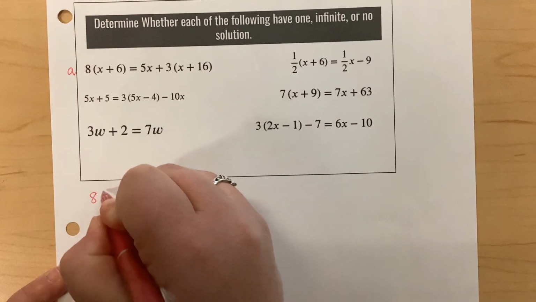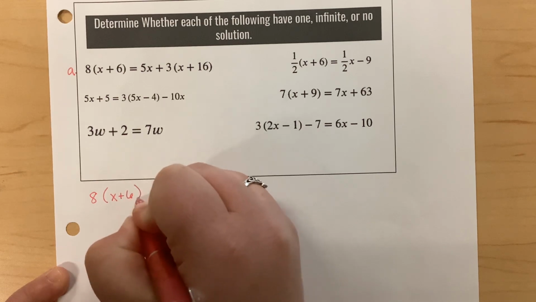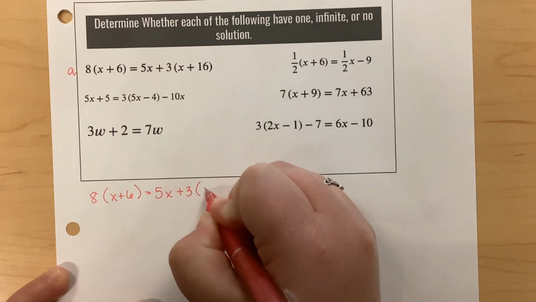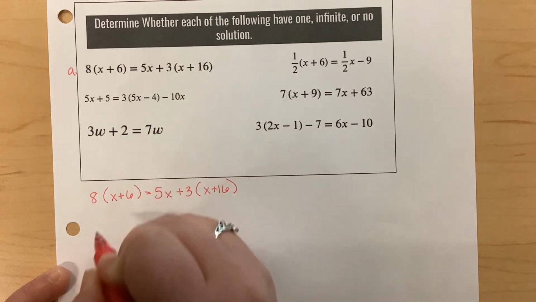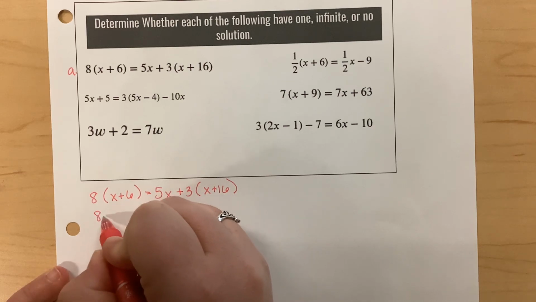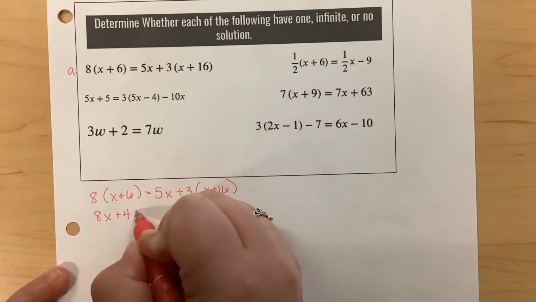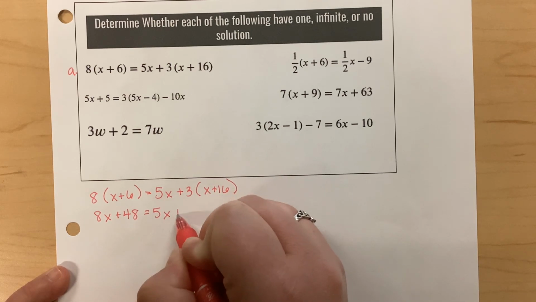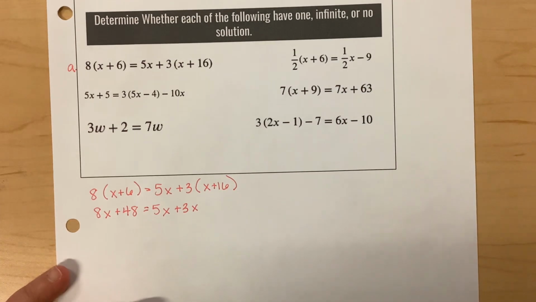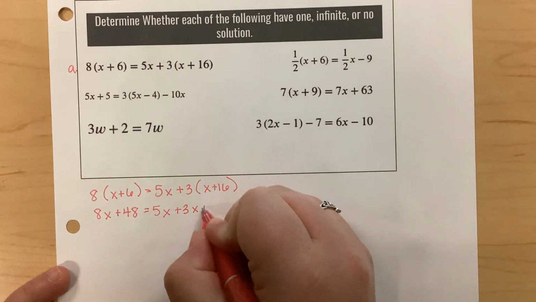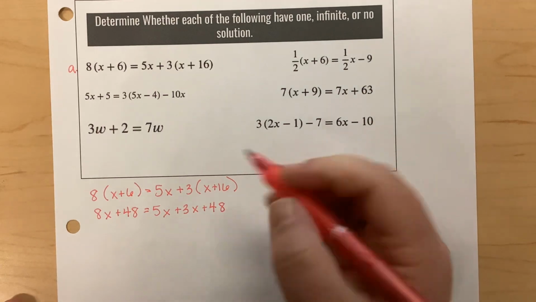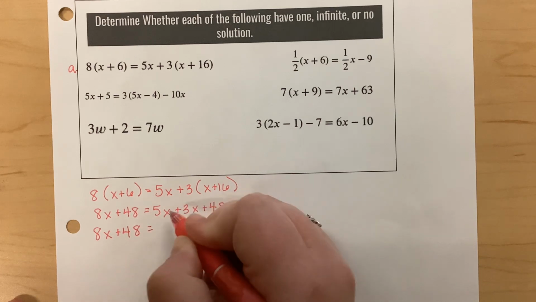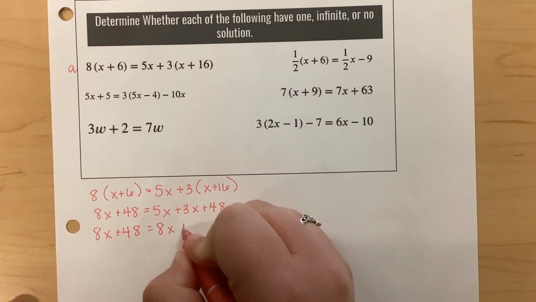So we have 8 times x plus 6 equals 5x plus 3 times x plus 16. Let's do the distribution. 8 times x is 8x. 8 times 6 is 48. Then I have a 5x. A 3 times x is a 3x. And 3 times 16 is 48. All right. I got to combine like terms, so I still have 8x plus 48 on this side. And then 5x plus 3x is 8x plus 48.